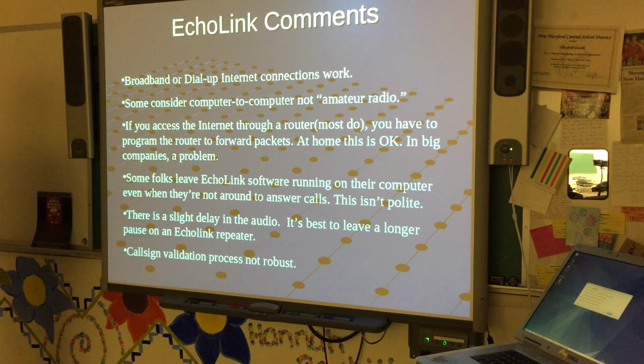The call sign validation process is not really robust, but I have never really seen any trouble with anybody getting on there that shouldn't be. Mostly hams are going to be interested, so hams are the ones that are going to be doing it.